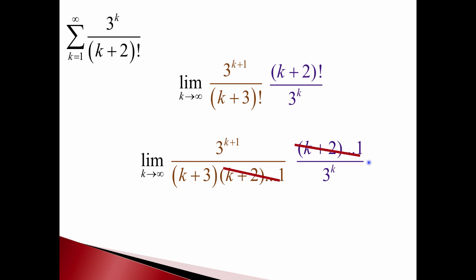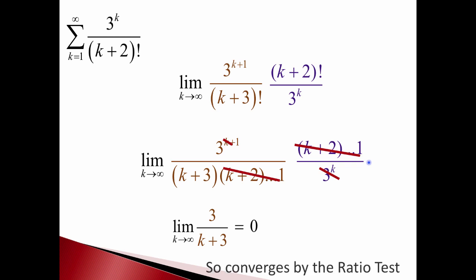Then, of course, the 3's cancel, because the 3 to the k here will cancel with k of the 3's in the numerator. So in other words, it leaves just an extra 3 in the top. So we have a 3 in the top and a k plus 3 in the bottom. Now we take the limit as k goes off to infinity, and of course we get 0, because of the tower of power: there's a k in the denominator and there's nothing in the top. The bottom's bigger, so this whole thing goes to 0. So 0 is less than 1. That means that this thing converges by the ratio test.